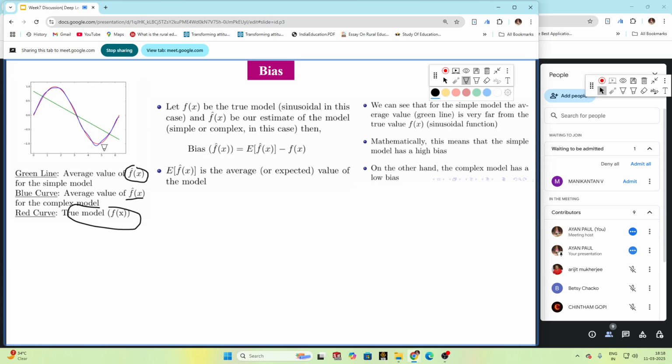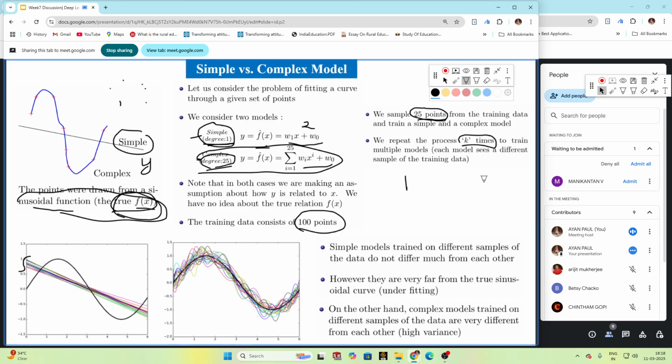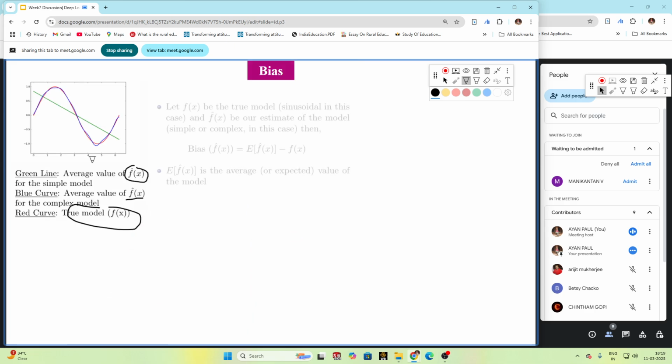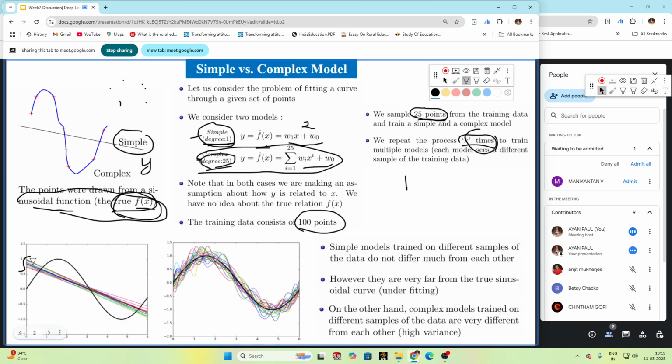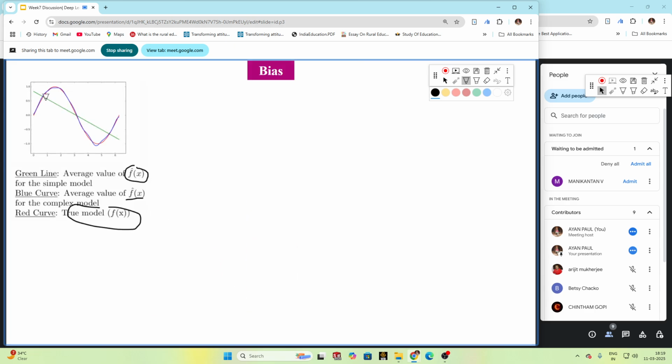Now why are we taking the average value? Because in the previous instances we took so many training instances of 25 points, and we repeated it k times. That is why we have so many different color curves. Now we are just taking the average of all these curves. If I average all of these, I will get a single green line. Similarly, if I average all these different color curves, I will get this blue line. That is why I am taking the average.